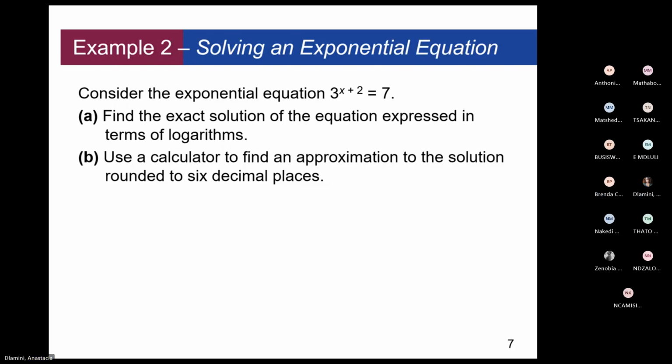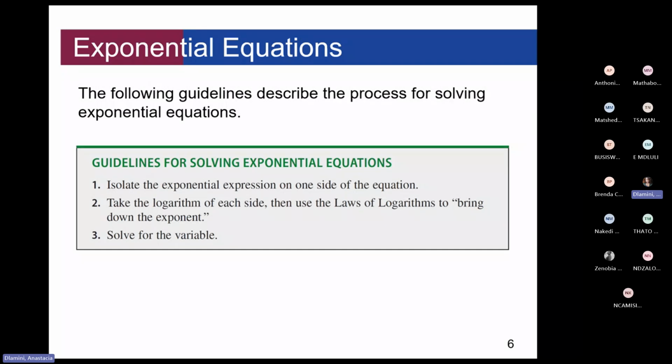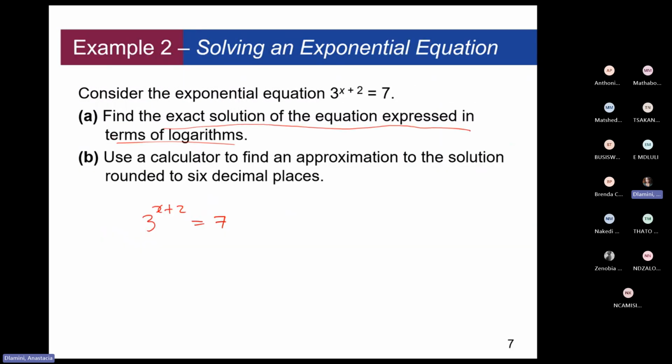Okay, so now let's go straight to the example using those guidelines. They say consider the exponential equation. This is the exponential equation that they want us to consider. Find the exact solution of the equation expressed in terms of logarithms. So you have 3 to the power of x plus 2 equals 7. The first guideline says isolate the exponential expression on one side of the equation. Lucky for us, this is already done.